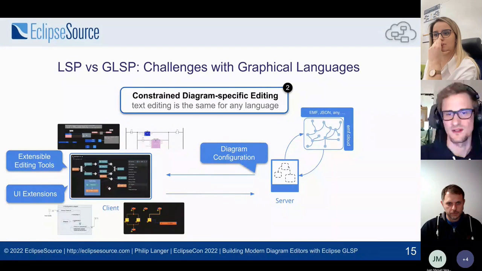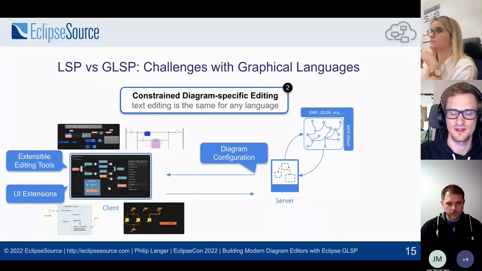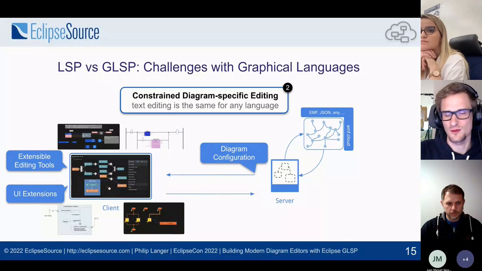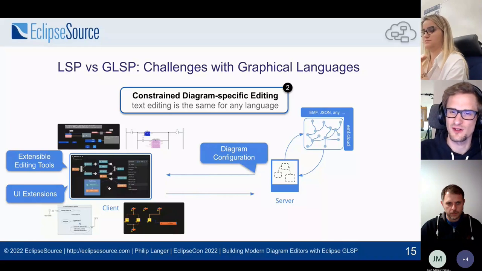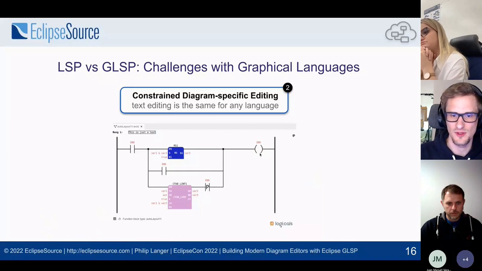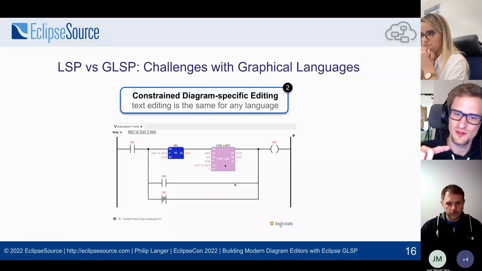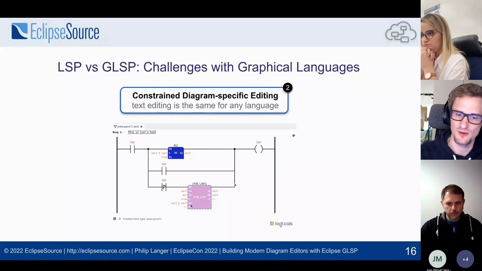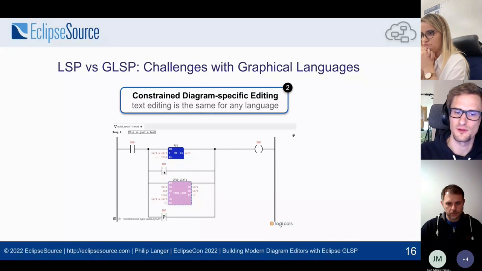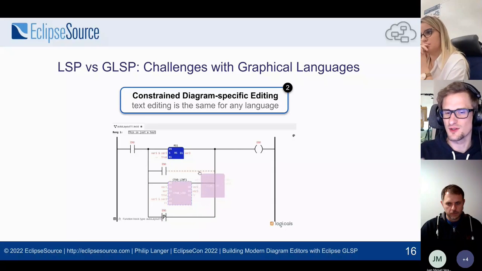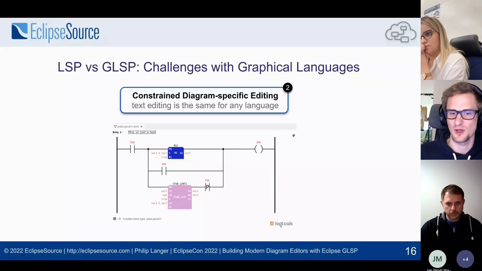The second thing is that editing works very differently in diagram editors from language to language. For instance, there are languages where you can move elements freely, essentially, but then there are also languages where you have very constrained editing scenarios. One example is this ladder diagram example, where you can't just move this around, but you can only drop it from one rail to another rail and so on. So there are a lot of constraints going on, and that's, of course, very specific to this diagram type.